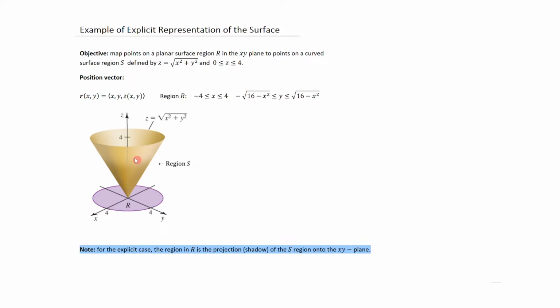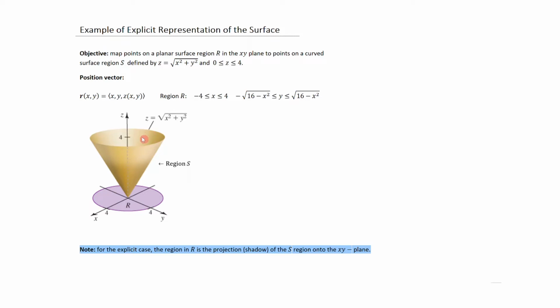That's the region S. So first thing is to establish a position vector, but in an explicit arrangement, it's very simple because essentially the surface is in fact the function z. So you've got the variable x, variable y, the function of z, which is a function of x and y. But in this case, the region is simple to see because it's more or less a projection of the surface onto the xy plane. So if you look at this, the maximum extent of this cone is when z is equal to 4. But when z equals 4, that's equivalent to saying that x squared plus y squared equals 16, which is equivalent to a radius of 4 for this upper circle.